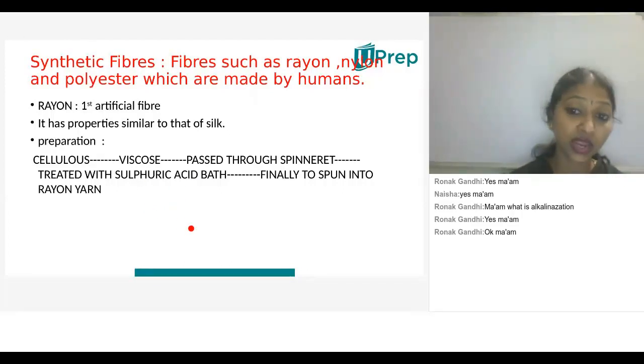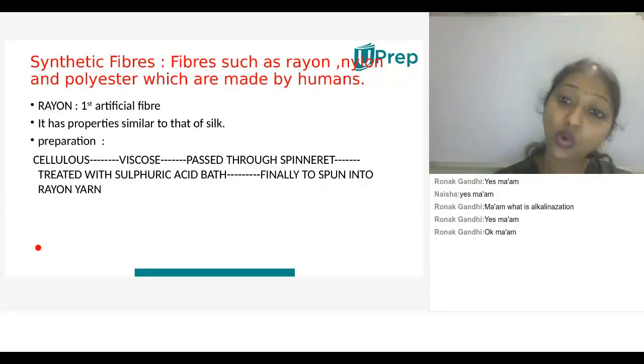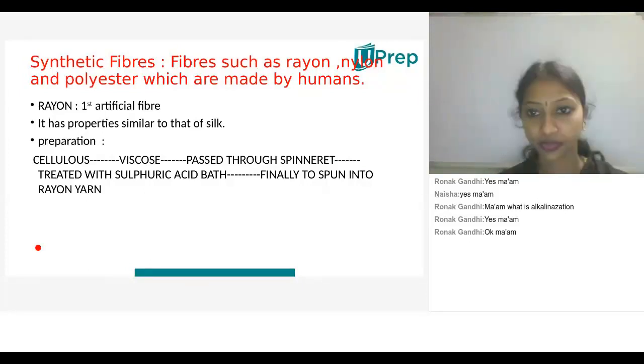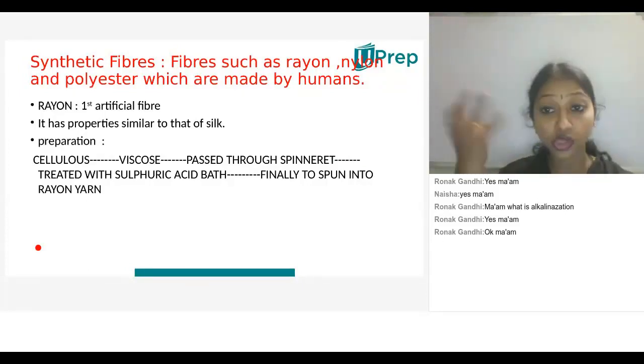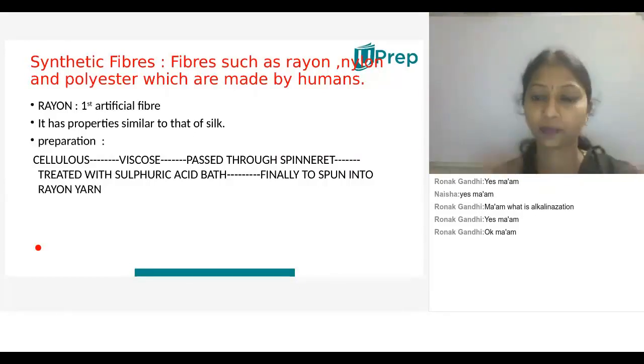That's why I'm saying it is also treated with some more chemicals, that is, a strong base is also used. Yes, rayon will undergo alkalization also. Here, especially sodium hydroxide is used. Just like how we are using sulfuric acid, in the same way sodium hydroxide is also used. So strong acid, strong base. When both acid and base have the same strength, the reaction will be neutral.